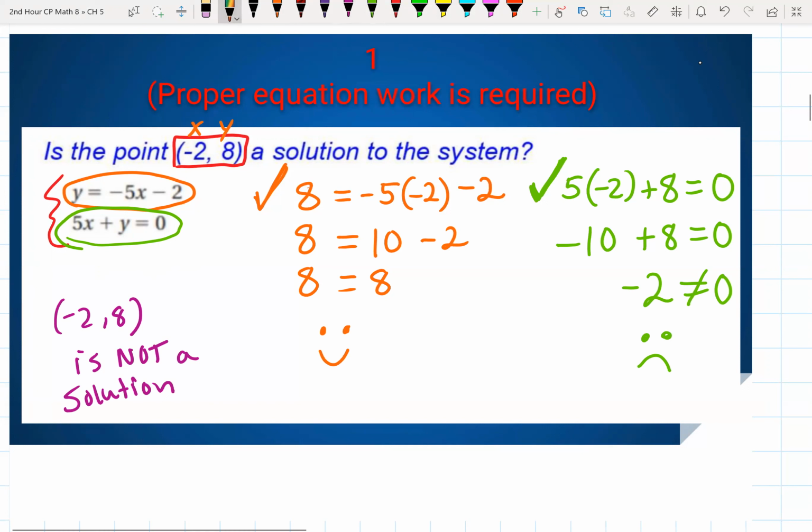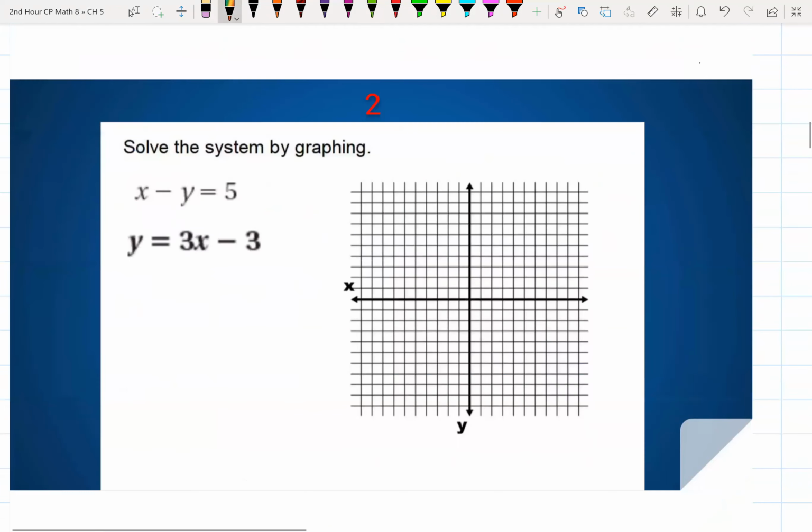And that would be our final answer that we would be sure to box. There we go. So that's our first example. Is this a solution or not? Let's take a look at our second example.